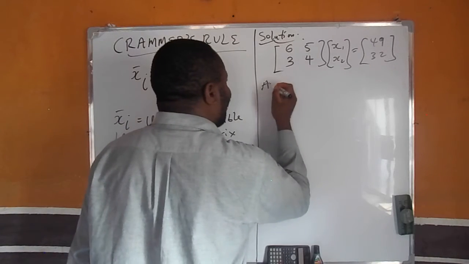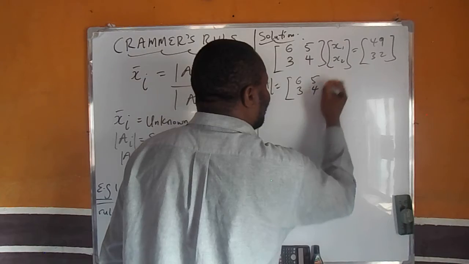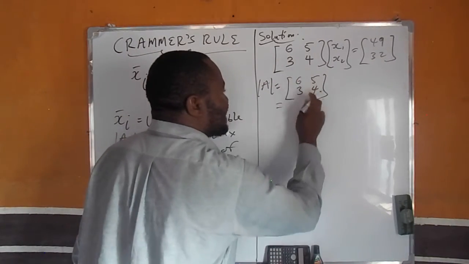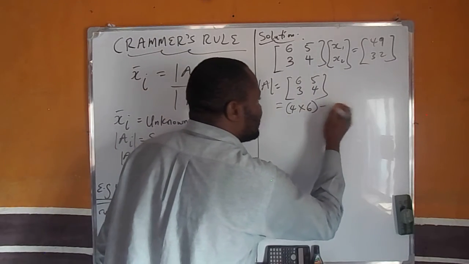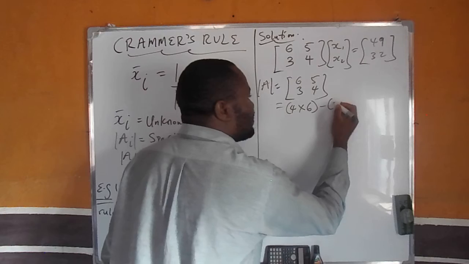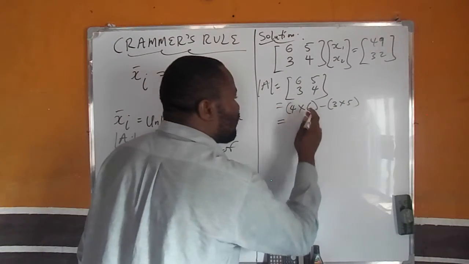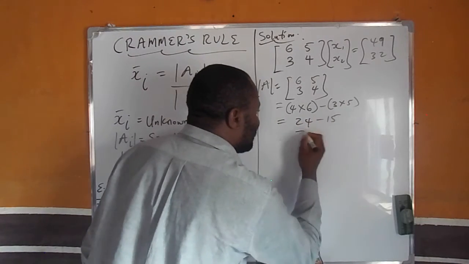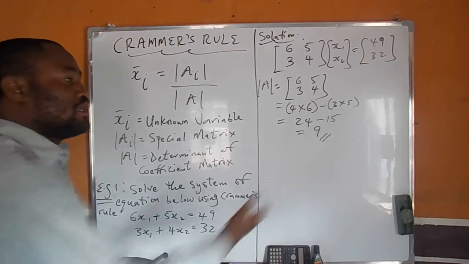So the determinant of A equals this times this, minus this times this. That will be 4 times 6, with the invisible minus in the middle, then we have 3 times 5, which equals 4 times 6, 24, minus 3 times 5, 15, which equals 24 minus 15, which gives us 9.